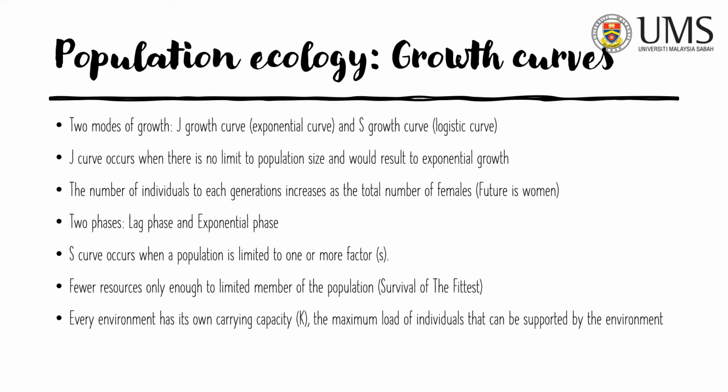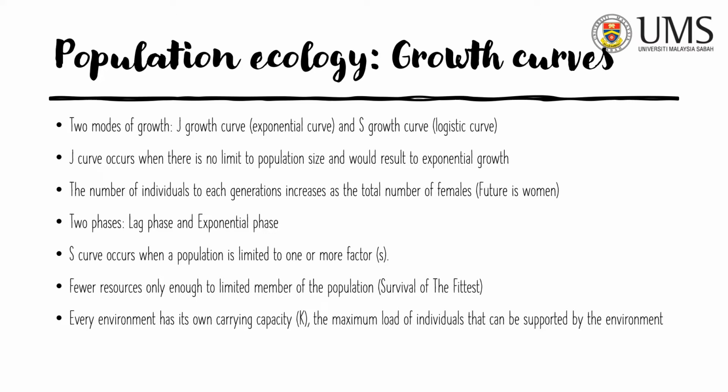Exponential phase. It started slowly, but towards the end they go exponential. An S-curve occurs when a population is limited by one or more factors. There are fewer resources, only enough for a limited number of members of the population, and this is called survival of the fittest. In evolution, they have this concept, the survival of the fittest.